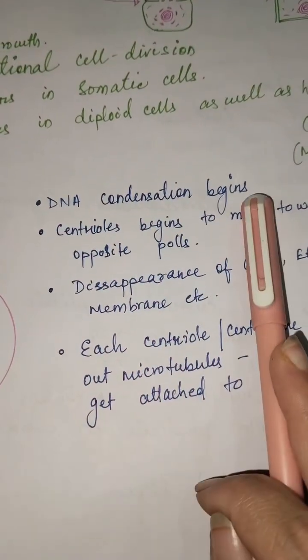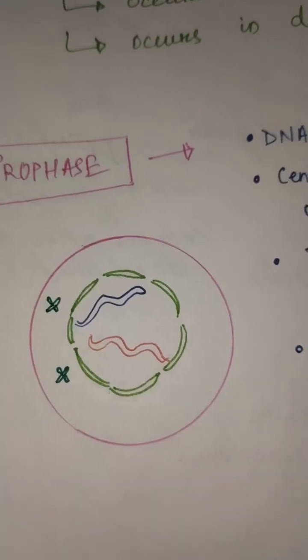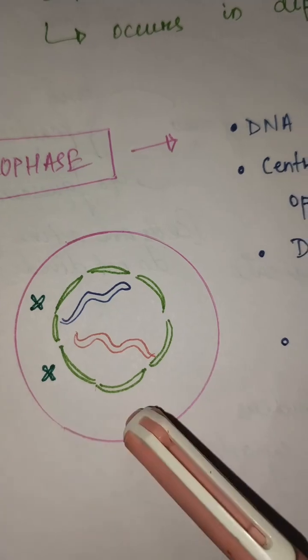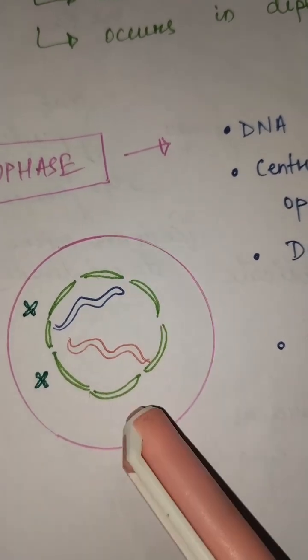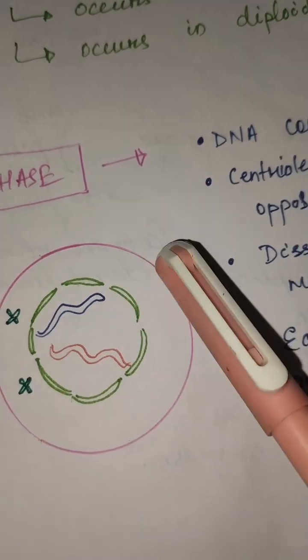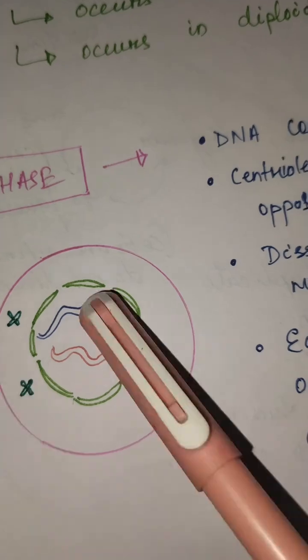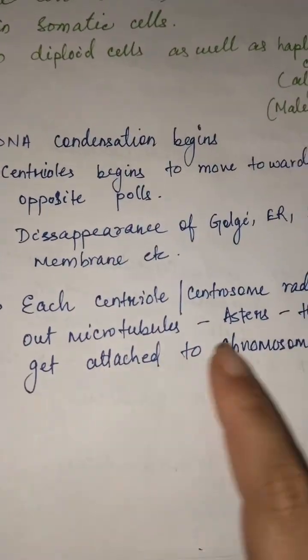Now condensation of the DNA begins. Centrioles begin to move to the opposite poles. See, these two green color centrioles are moving into the opposite poles. Here we cannot see the centrioles at the opposite poles, they are moving. So the centriole duplicates in the S phase. DNA as well as centriole duplication took place in the S phase. We have studied it. Now see, they are moving into the opposite poles.